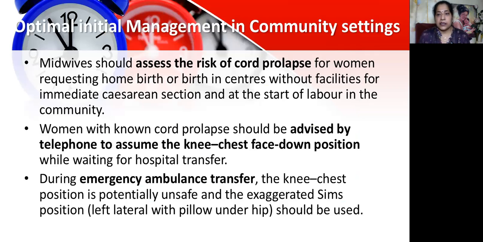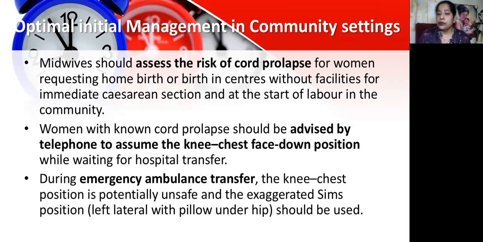Now, sometimes in some places, home births or births in community centers are advised. There are midwives, so the midwife should assess the risk of cord prolapse in all women who are requesting home birth or birth in centers without facilities for immediate cesarean section, and at the start of labor in the community. So, when the woman is registering for a home birth, the risk of cord prolapse is assessed, and at the start of labor, also, the risk should be assessed.